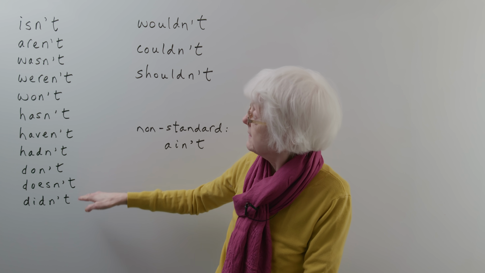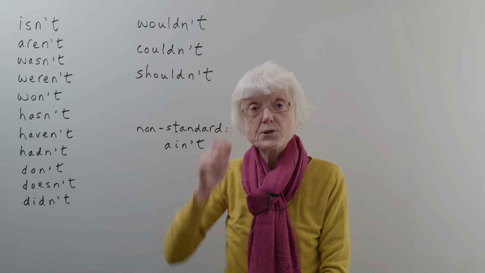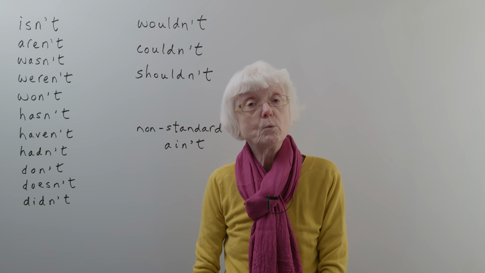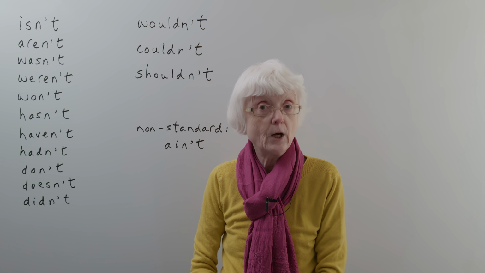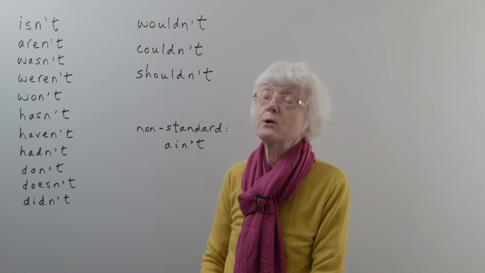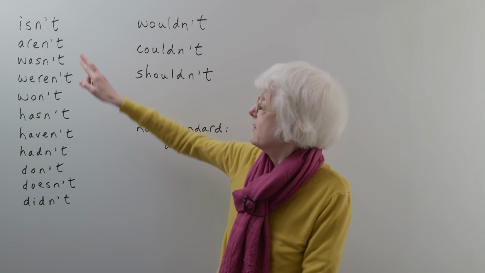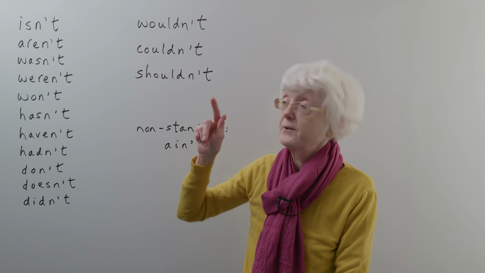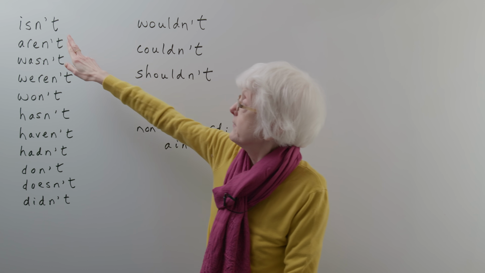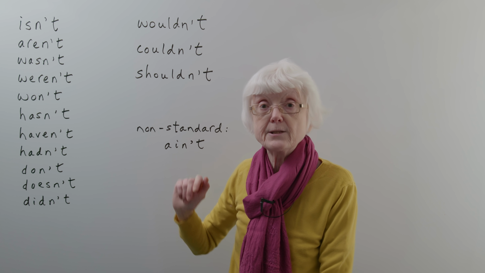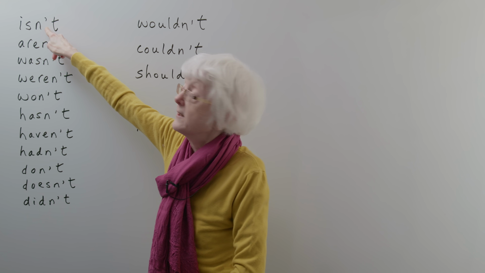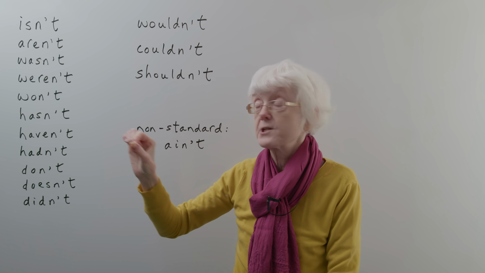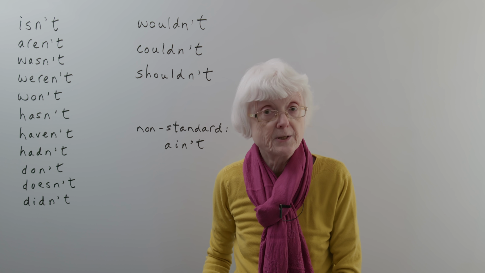So this is the main list here, and because it's a negative contraction, we're using the word not, N-O-T, not. But because it's a contraction, the O is omitted, the O is missing, and the apostrophe is there instead to represent the missing O. So instead of saying is not, we just say isn't.